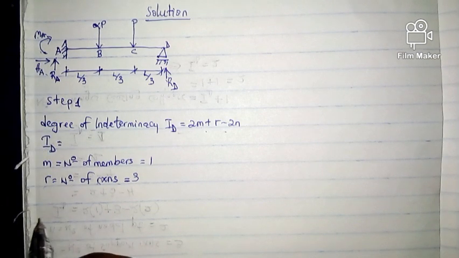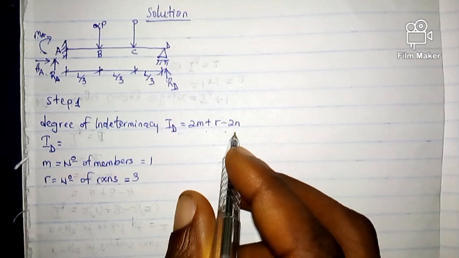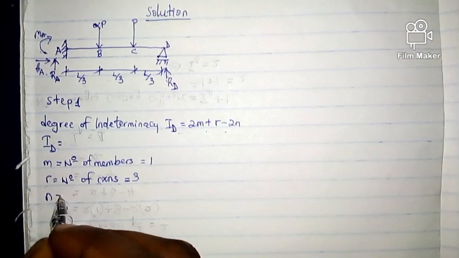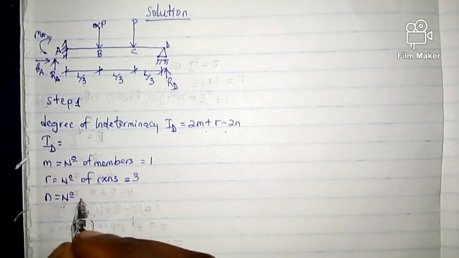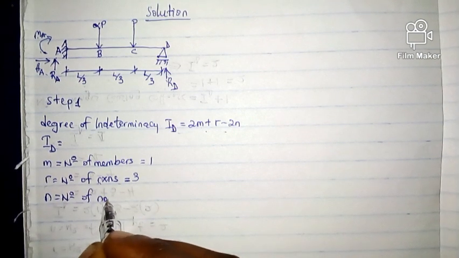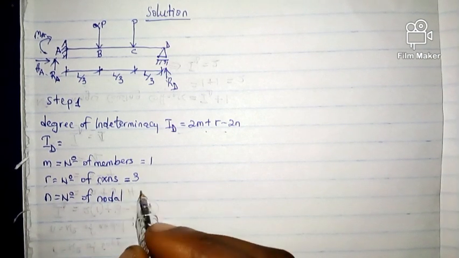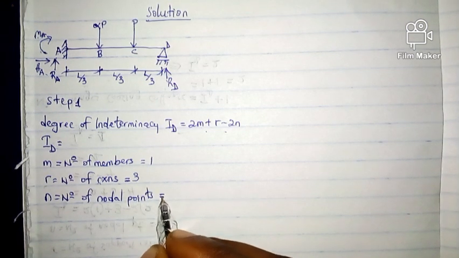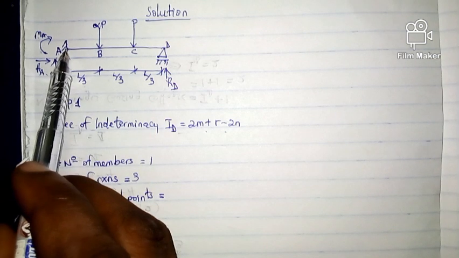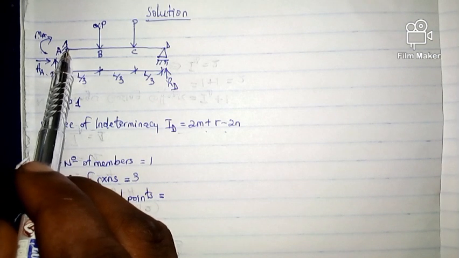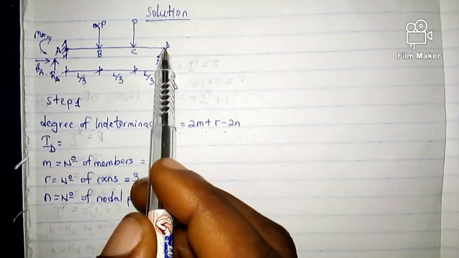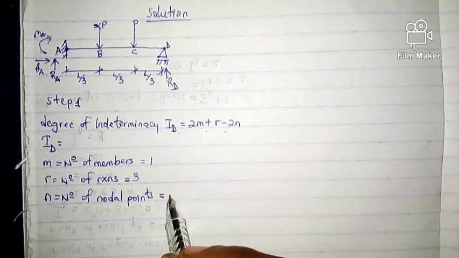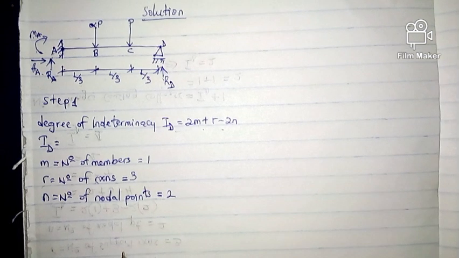The next thing to do is to get your N. What is my N? N is my number of nodal points. What is a node? Let's go to our structure. This point A here is a node. Point D here is a node. So we have 1 and 2 nodes. So we have 2 nodes.